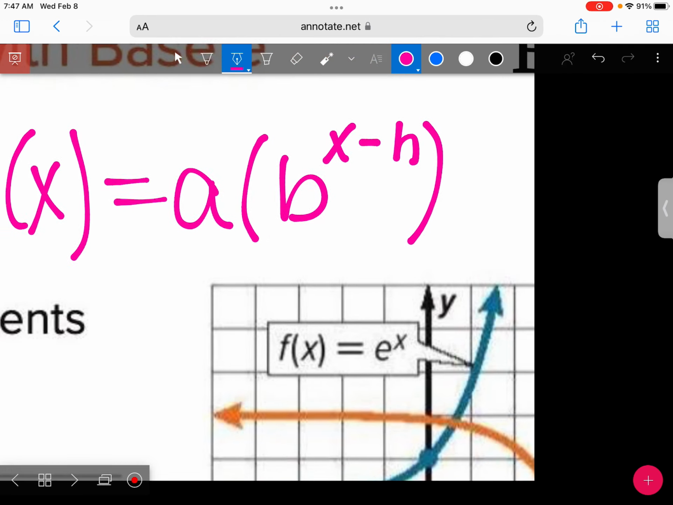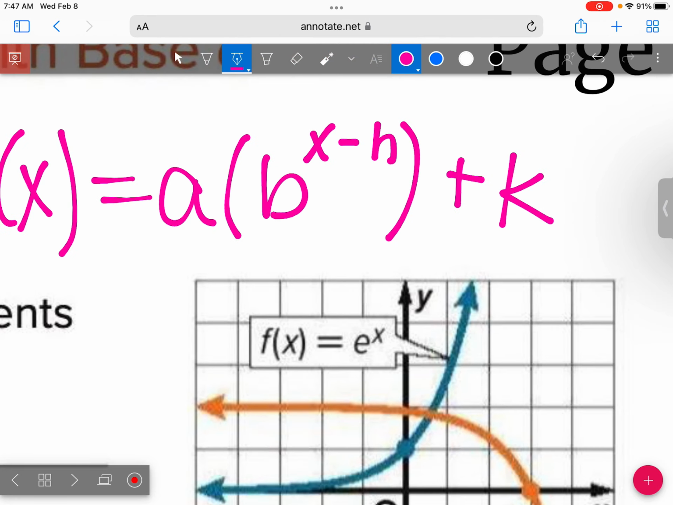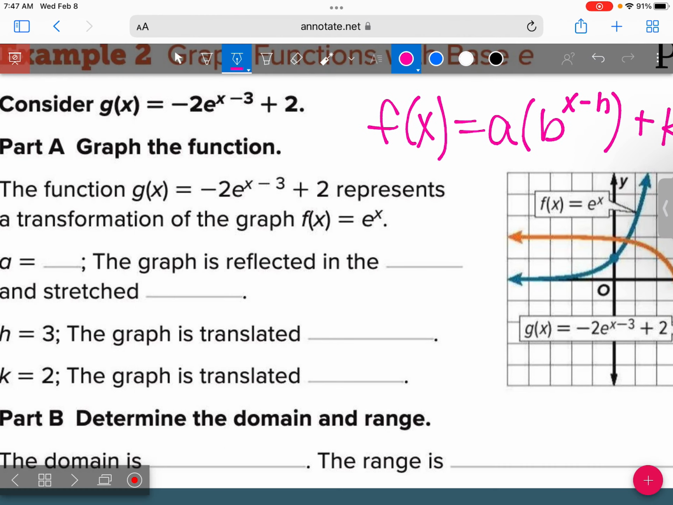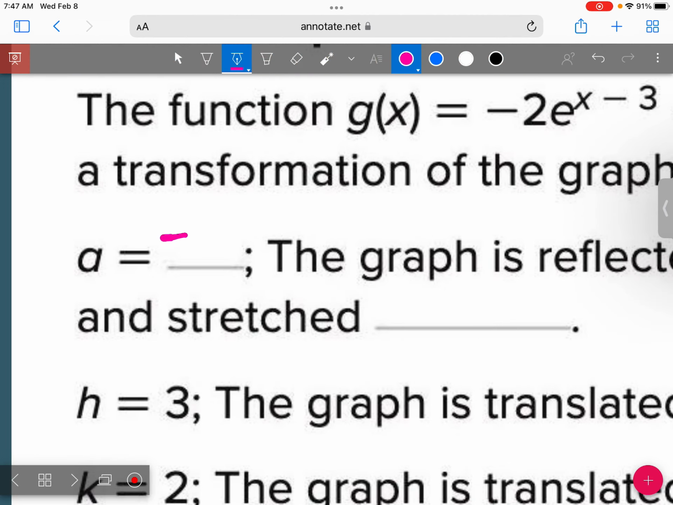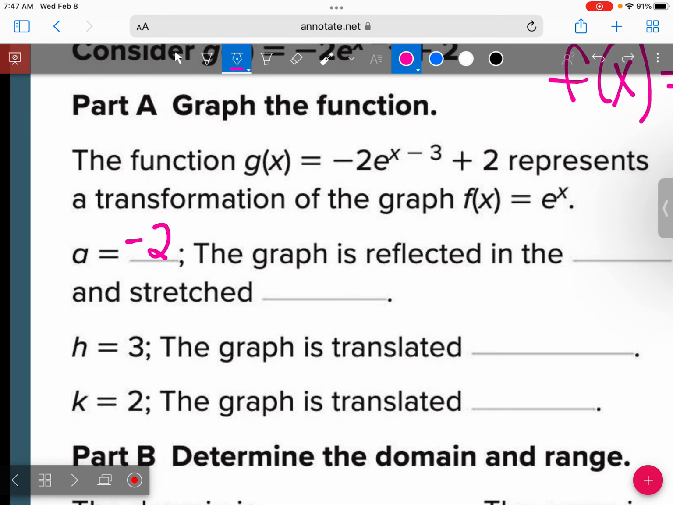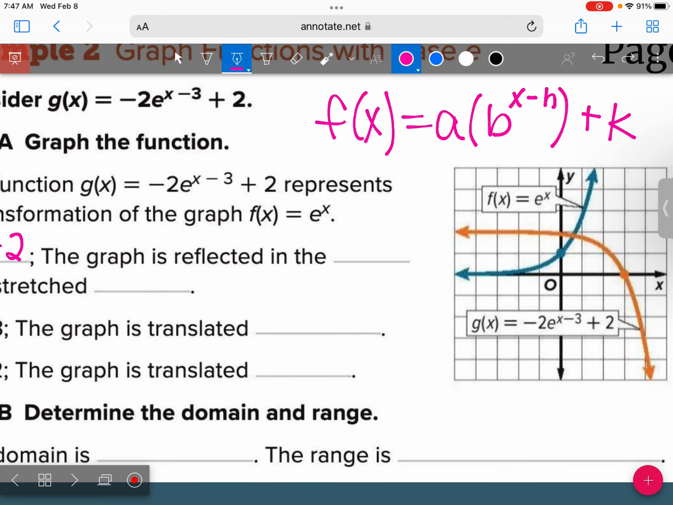X minus h plus k. Remember that? Okay, so in this instance, what is our A? Negative 2. Yep, negative 2, which means the graph is reflected across the what? What's the graph reflected across? X-axis.